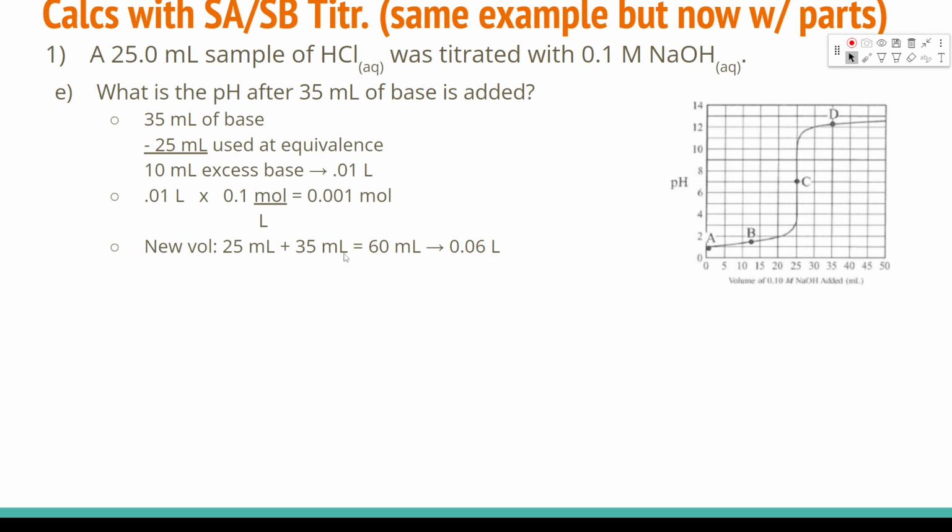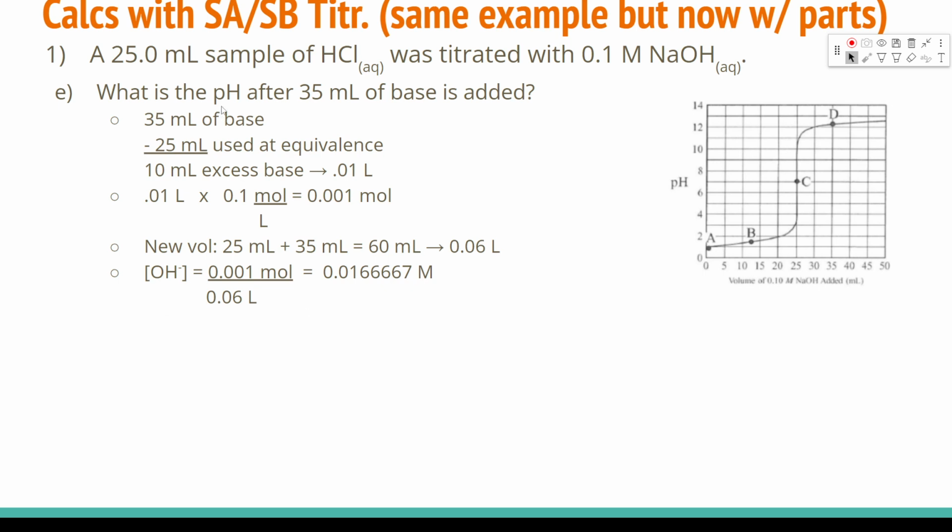We added 35 mils of the base, so now I have 60 mils as my volume. And so I can get my concentration by taking the moles concentration of the hydroxide. I got my new volume here, and then I have my molarity here.